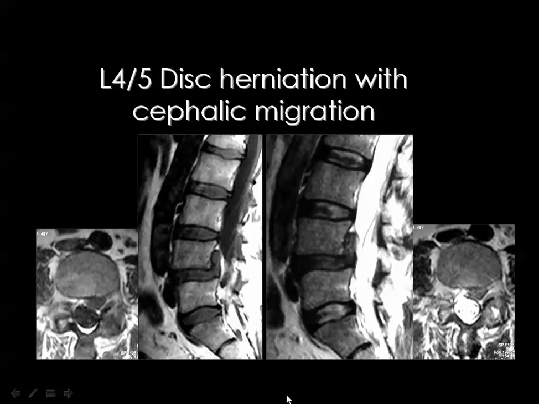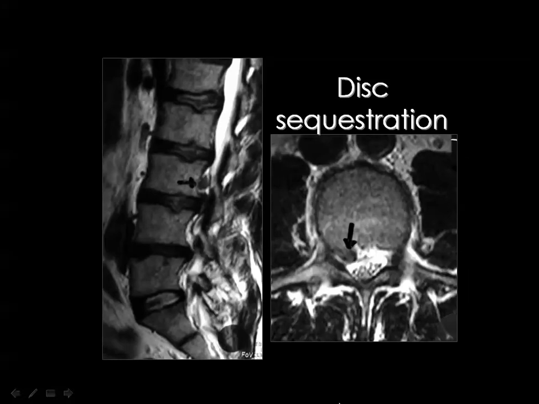But by MR, you can see from the sagittal image that this L45 disc is herniating and is migrating cranially, as you can see here. Then you want to know if this disc is to the left or to the right, and you go to the axial images and you realize that the disc is to the left side, as you can see here.